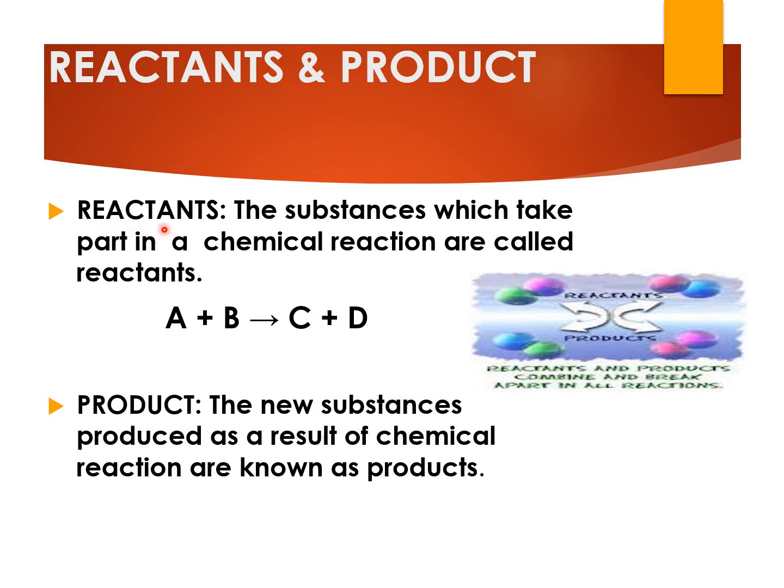So what are reactants? The substances which take part in a chemical reaction are called reactants. For example, A and B are reactants. What are products? The new substances produced as a result of chemical reaction are known as products. Here the products are C and D, and the products are written on the right hand side of the arrow. And the direction of the arrow points the direction of the chemical reaction.